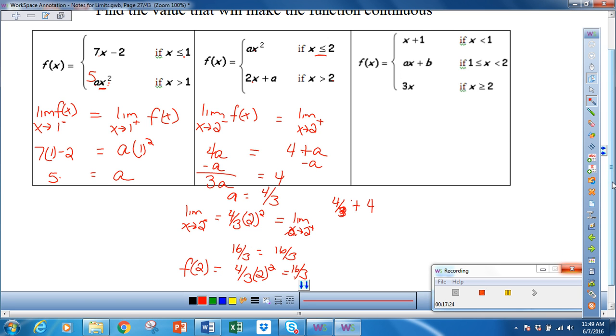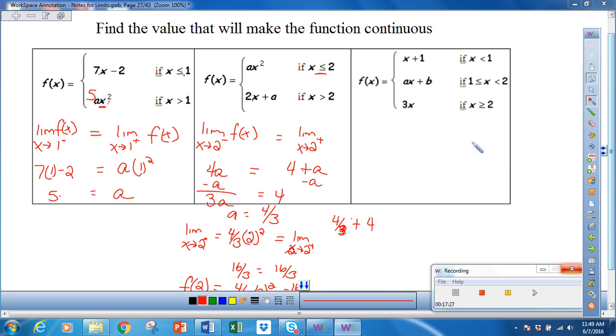I think this one might be a little bit interesting, and we have to call in some of your algebra skills. So once again, we want to start by finding the limit as x approaches 1, because this is linear, linear, and linear. They're all continuous on their domain. The only place where they could be discontinuous is the endpoint. So we're going to take the limit as x approaches 1 from the left, and we want that to equal the limit as x approaches 1 from the right.